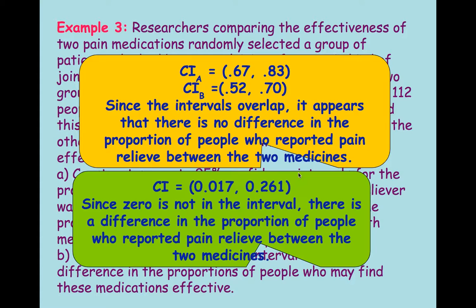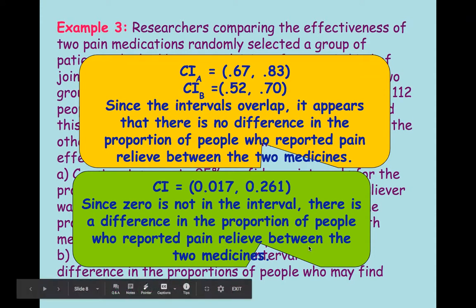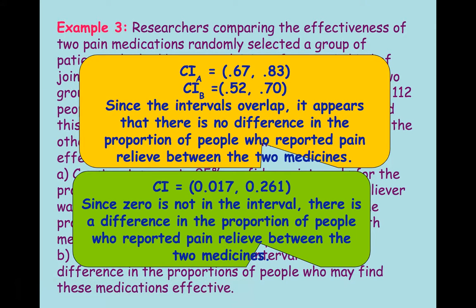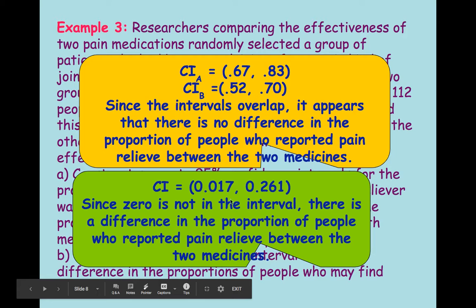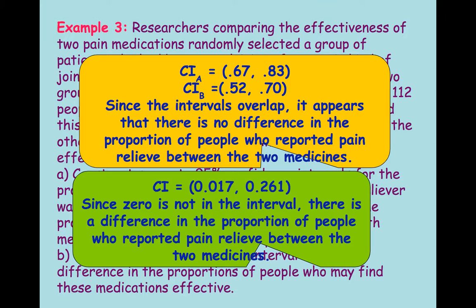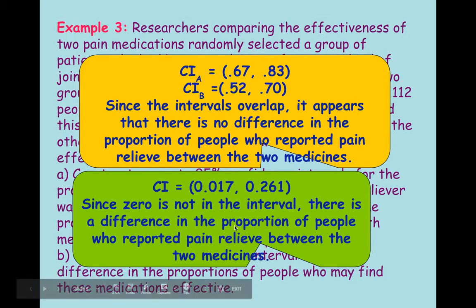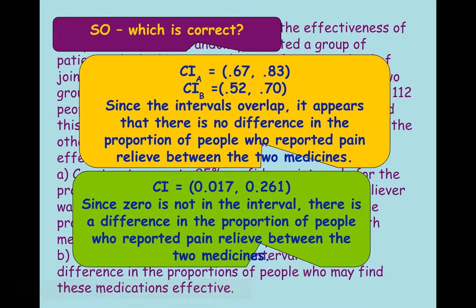And then if I make one big interval, it looks like this. And because 0 is not in the interval, there is a difference in the proportion of people who believe that one would relieve over the other, okay? So 0, of course, being no difference. And if 0, no difference, is not in our interval, then we would question it. So which one's right? This guy or this guy, right? Who's right?